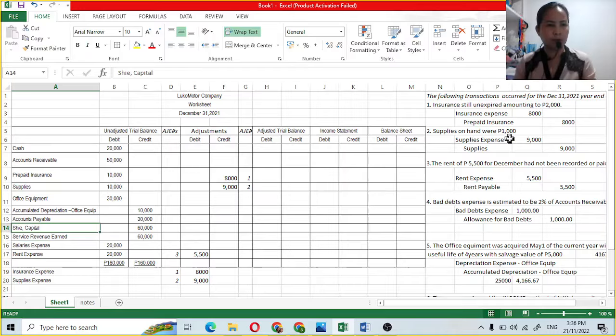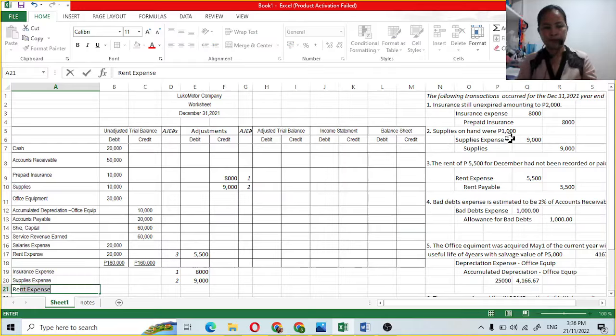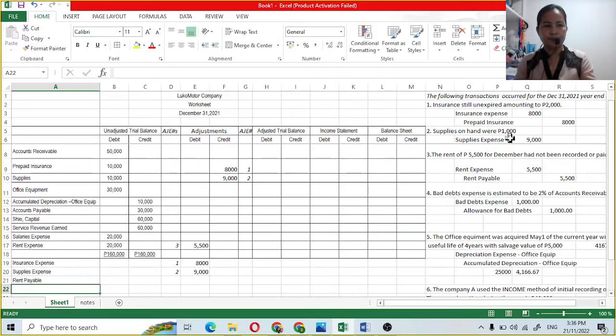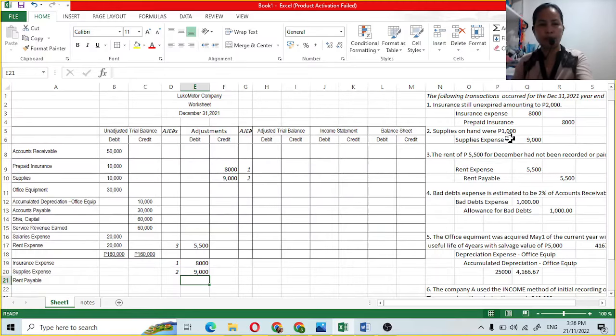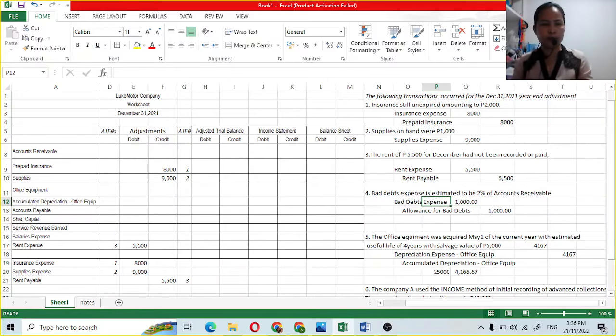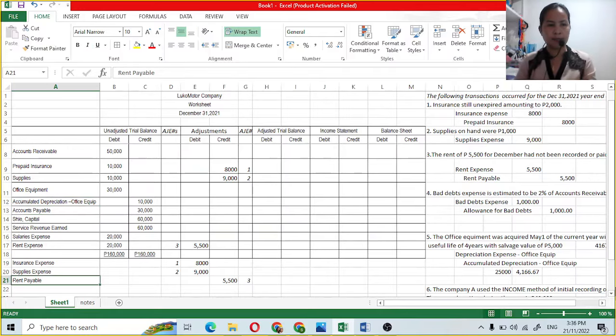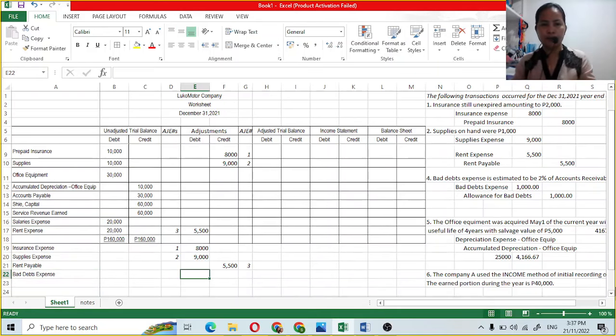Meron bang rent payable? Wala. Okay? So, kung wala, ilagay natin dito sa baba. Rent payable. Okay? So, rent payable na credit, that is, magkano? That is 5,500. Okay? This is adjustment number 3 again. Next, adjustment number 4, bad debts expense, debit 1,000 pesos. Meron ba? Wala na naman. Walang bad debts expense. So, lagay natin, bad debts expense. Okay? So, that is magkano? 1,000 pesos.